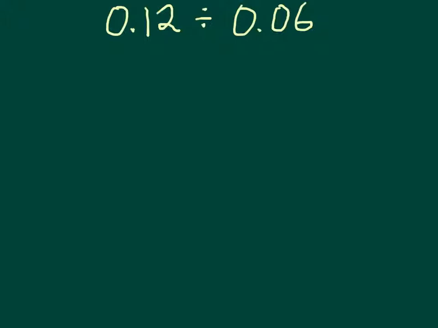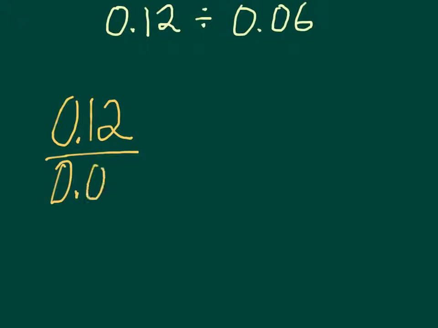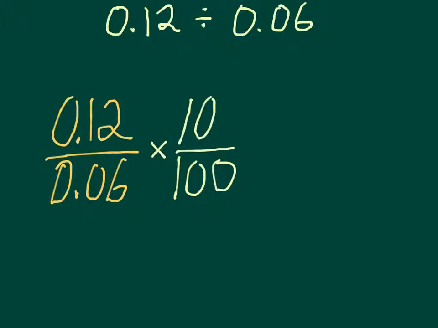What about this problem? 0 and 12 hundredths divided by 6 hundredths. Shouldn't that also be 2? Well, let's see. 0.12 over 0.06. And again, I want to multiply by something so that I can get rid of those decimals. And I see that if I multiply by 100, that's going to take care of the decimals on the bottom, and if I do it to the bottom, I've got to do it to the top.